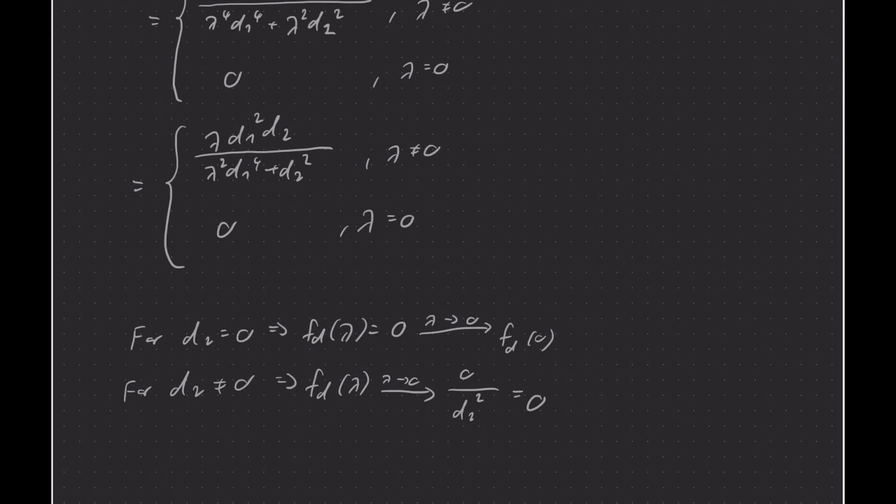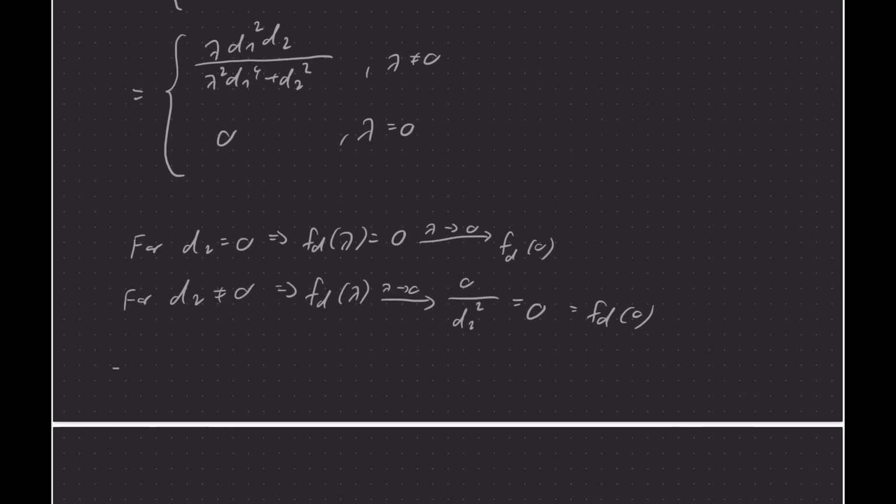And again, all of these are equal to the actual function value at 0. That means f_d is continuous on the respective line for all possible directions, for all d in R2 that are not the 0 vector.